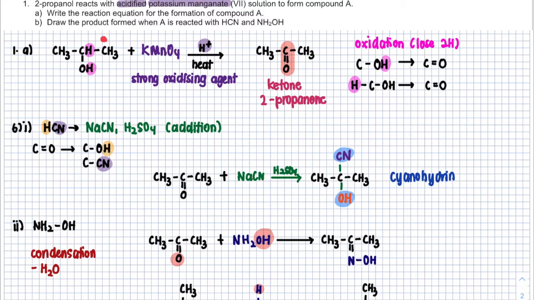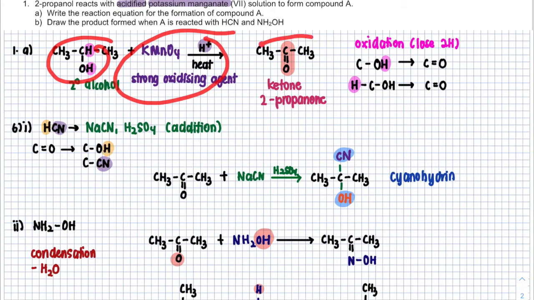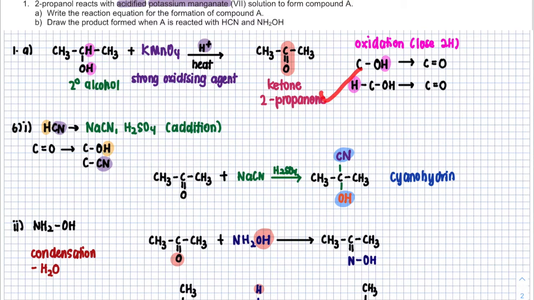So this is our secondary alcohol. Secondary alcohol, when it undergoes oxidation, will form a ketone. It is a ketone because this C double bond O is attached to carbon on both sides. Here is a ketone, and when we name it, it becomes propanone. So it's either 2-propanone or just propanone, it's fine. So that's for question A. When it mentions reaction equation, we have to draw the reactant, the reagent and the product. So this is the reaction equation.